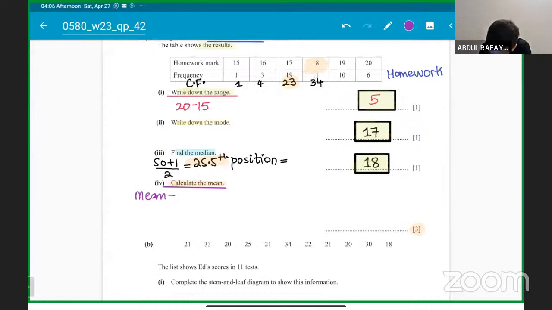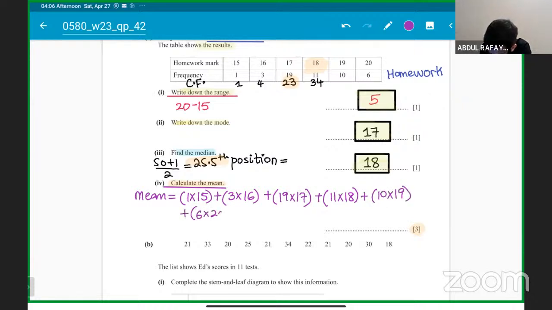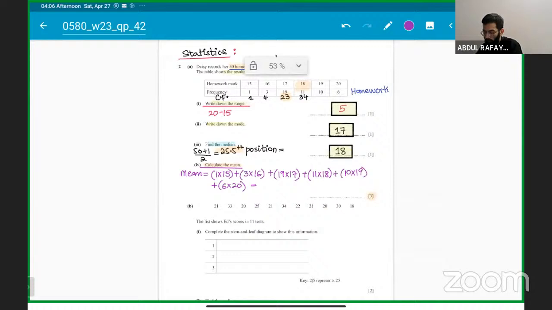Again the same thing. Easy mean कि frequency multiply by the variable plus frequency multiply by the variable, 3 times of 16. Frequency multiply by variable. Frequency 10 multiply by variable, and 6 into 20. What all of them are giving, just divide by the total number of 50 homework marks. Okay, that is what the answer will be.